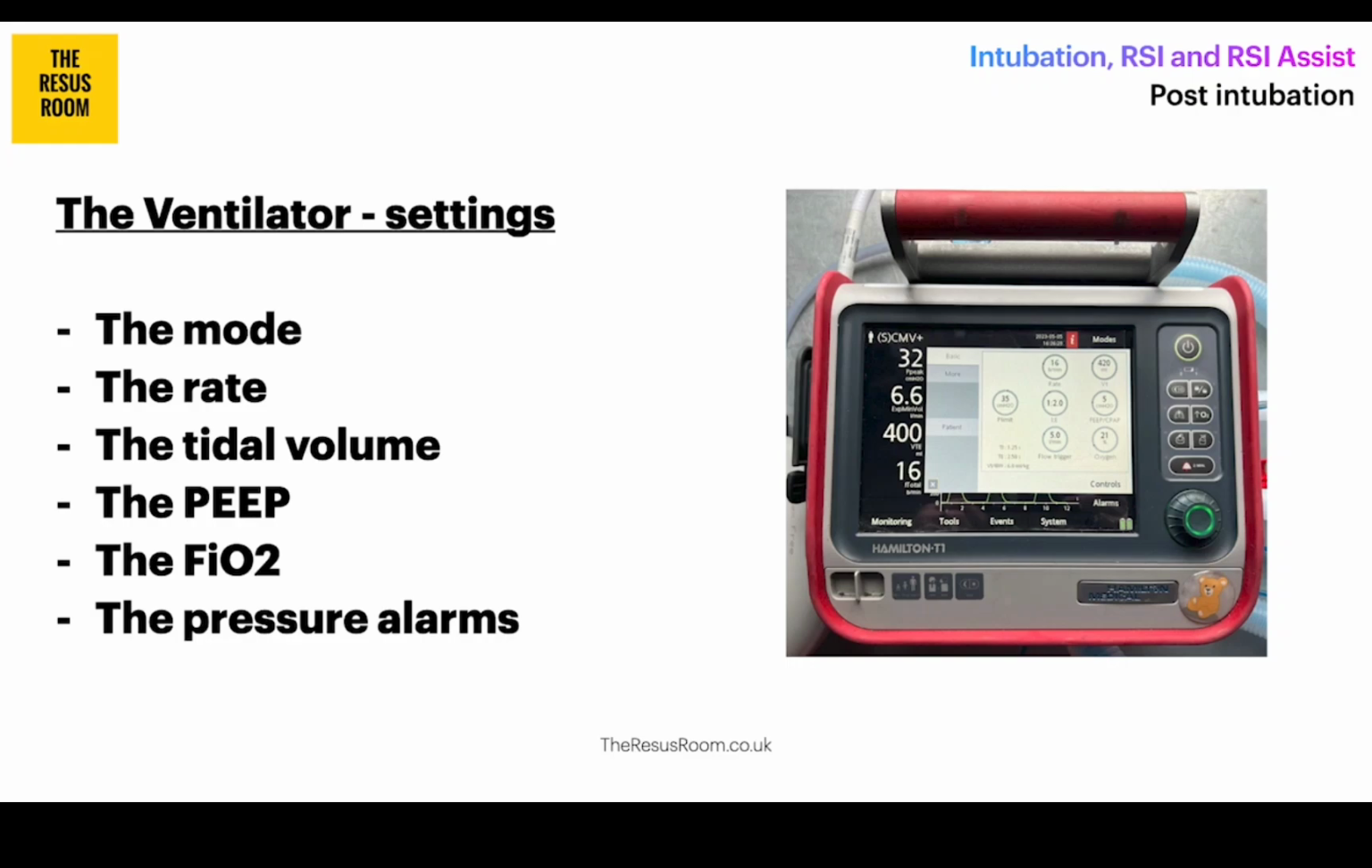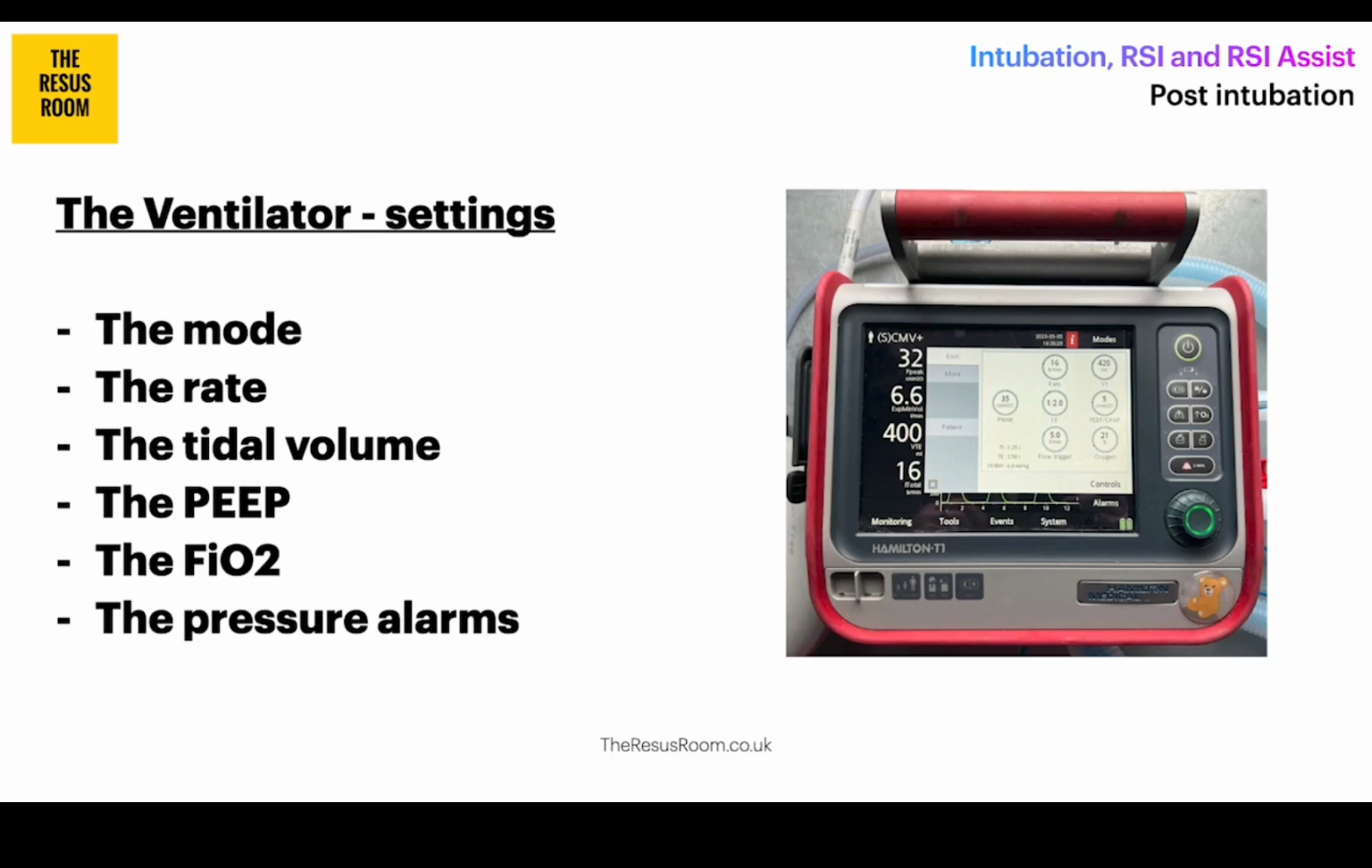So once you've decided on your mode, the next thing is to think about the rate. And this is going to be set in that ventilator somewhere between those 10 to 15 breaths that we talked about earlier. Although in some cases that might be a bit higher. Say, for example, if the patient has got a metabolic acidosis and they need to compensate by getting rid of more CO2. Next up is the tidal volume.